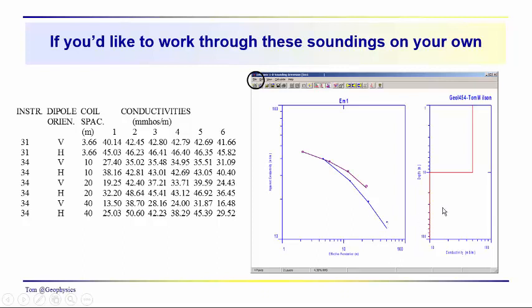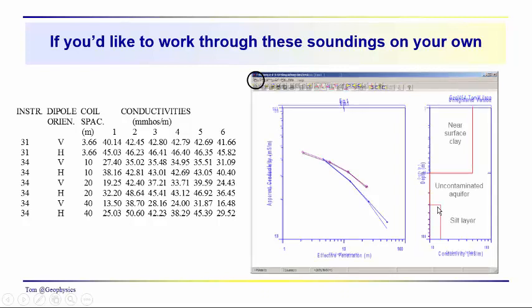The geologist has given us a resistivity log from the site, so we know that there's a third layer down here. We know that there's a silt layer here, and if we put that silt layer in, using the conductivities that were obtained from the well log, we get an excellent match here, and the aquifer is uncontaminated.